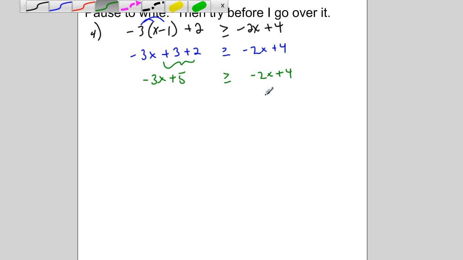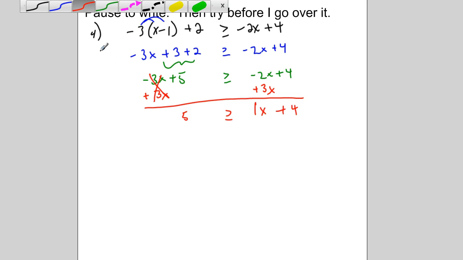Got x's on both sides. I would like to get rid of the smaller amount of x's. That's just me personally. You can get rid of the other x if you like. But the smaller x is actually a -3. It's smaller than -2. So I'm going to cancel out this. -3 and +3 cancel each other out. So you're left with 5 is greater than or equal to 1x plus 4.